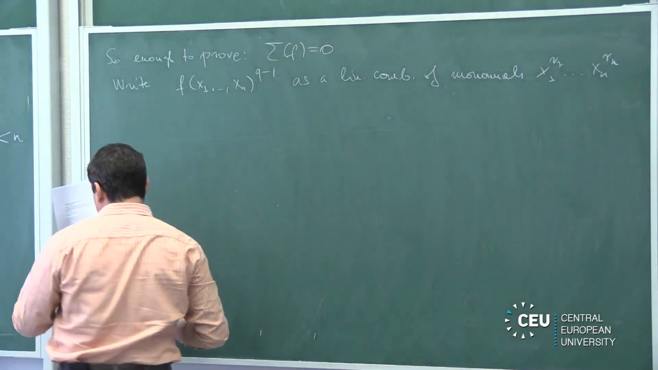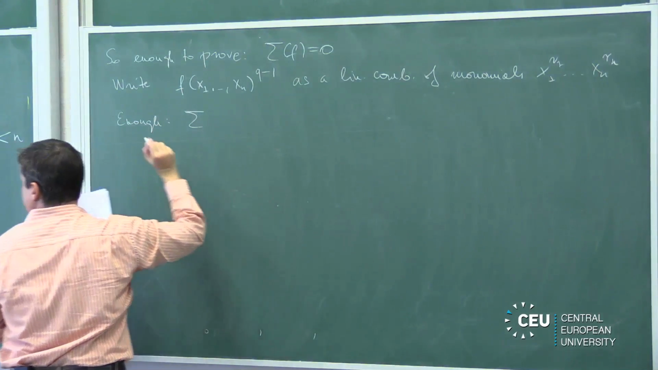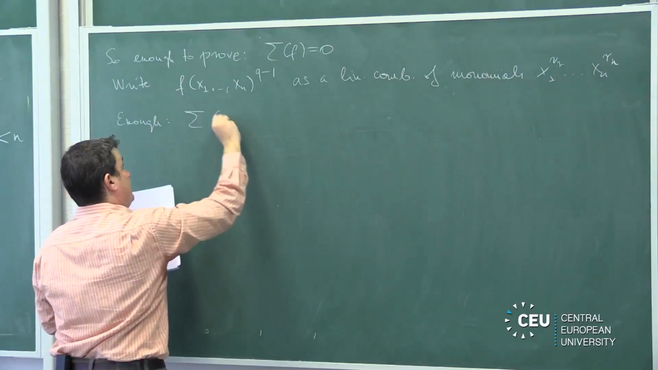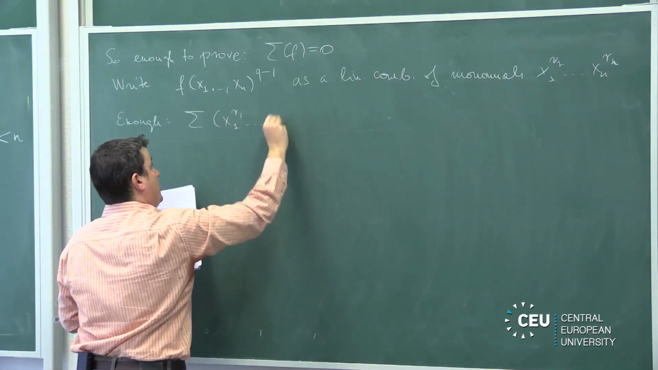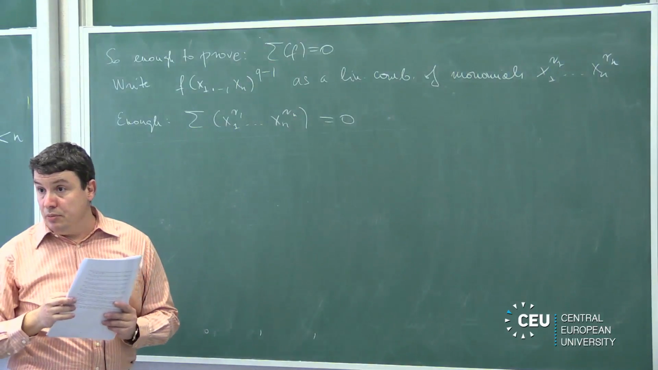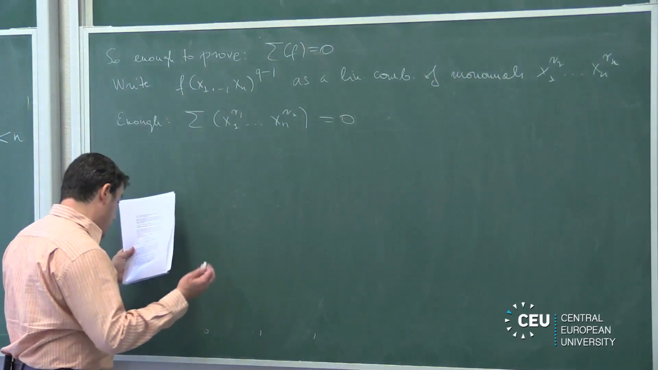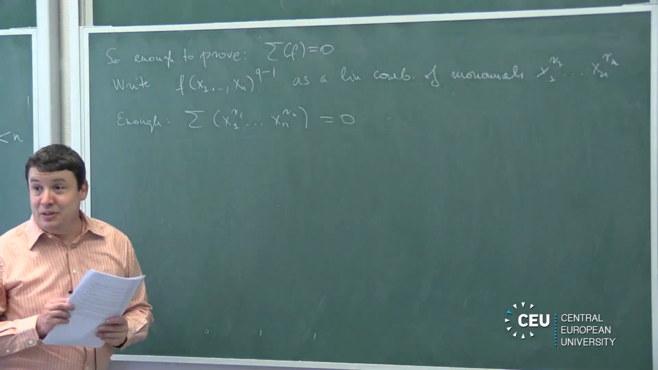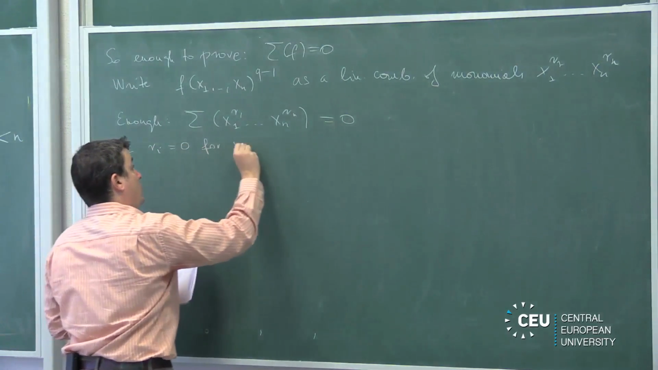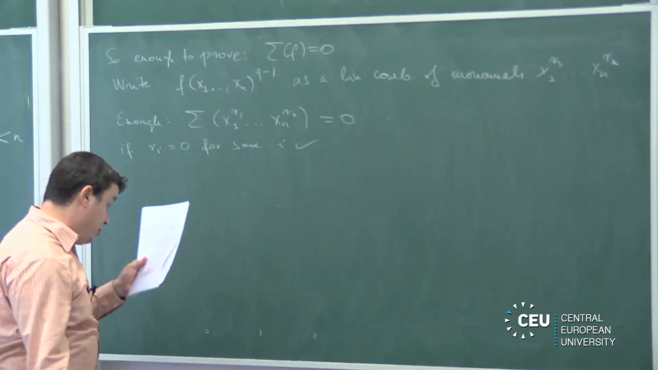And so it will be enough to prove that for all of these monomials, x1 to the r1 ... xn to the rn, the sigma is 0. Because if you have this separately for each monomial, then by linearity you will have the theorem. And so then, well, this is just a calculation now. So if ri is 0 for some i, then this is obvious because you are summing over a whole residue class.